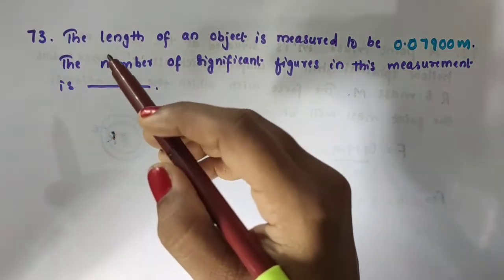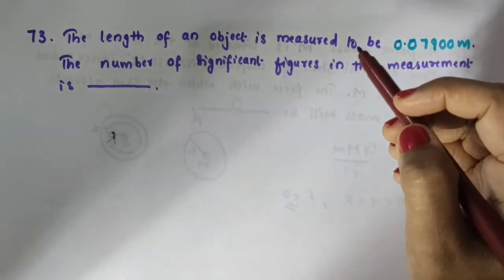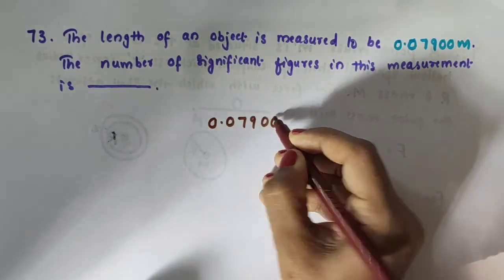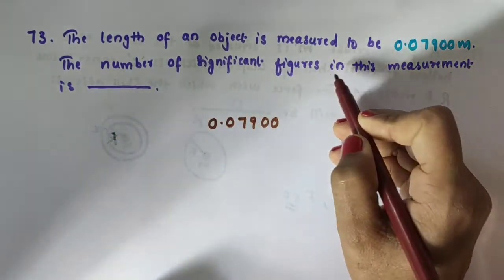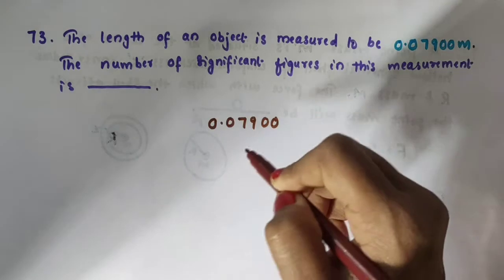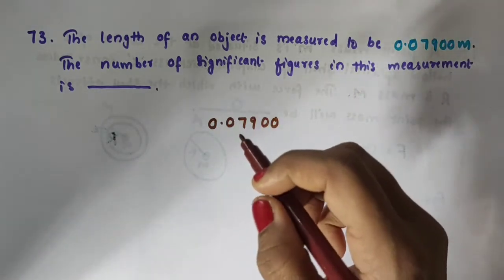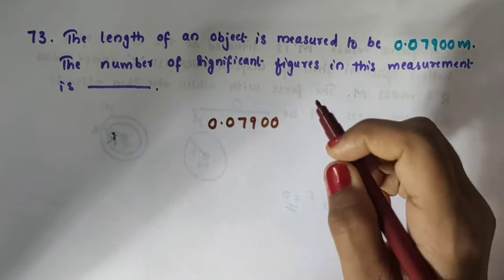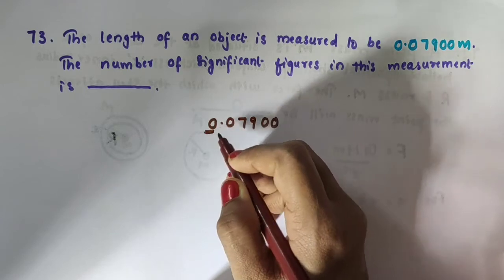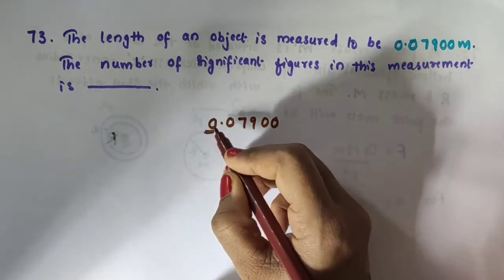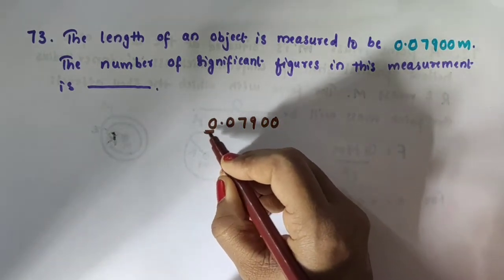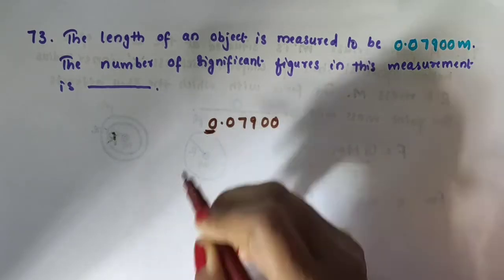Question number 73. The length of an object is measured to be 0.07900 meter. The number of significant figures in this measurement is dash. That is, we just want to count the number of significant figures in the given number. See, as per the rules for determining the number of significant figures, this first 0 is not significant. This number is less than 1, because it is 0.07900. And this first 0 is not significant, that is, we don't want to count this 0.